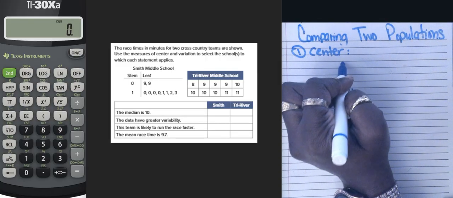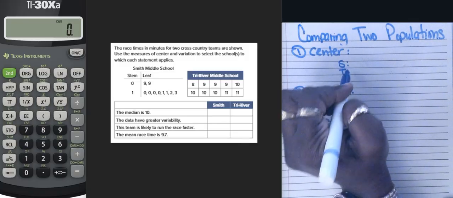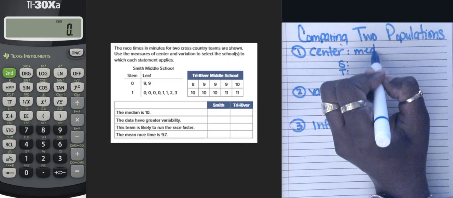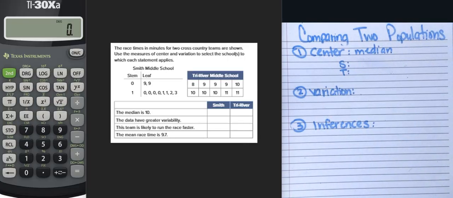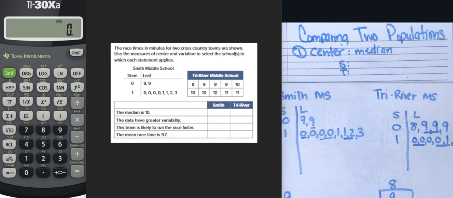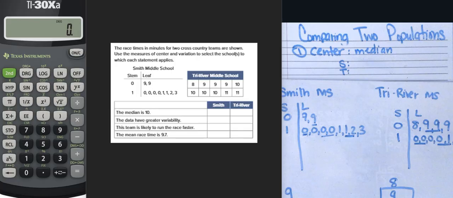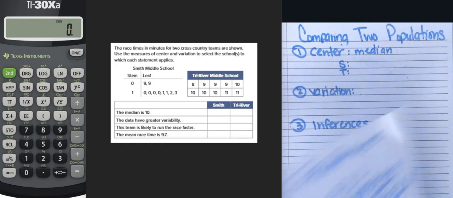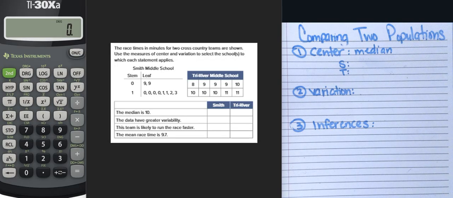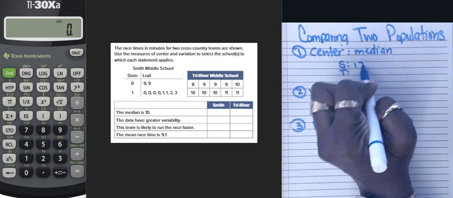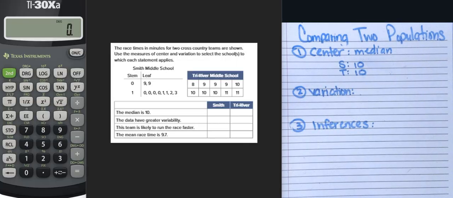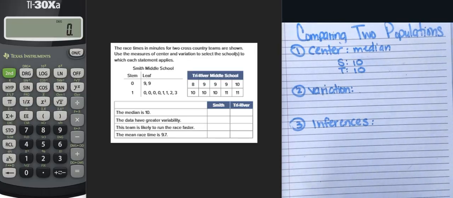center. So I'm going to abbreviate with S for Smith and T for Tri River. Our median is what we're going to use to find the measure of center. Remember, if you're looking for the median, you're looking for the number that is in the middle once you have organized all of your numbers from smallest to largest. By doing that, I found that my median for Smith was 10, and the median for Tri River was 10 as well. So next thing we need to do is figure out what the variation is going to be.